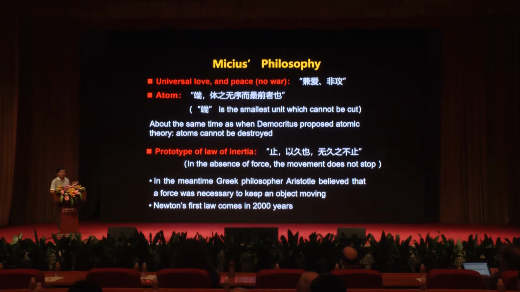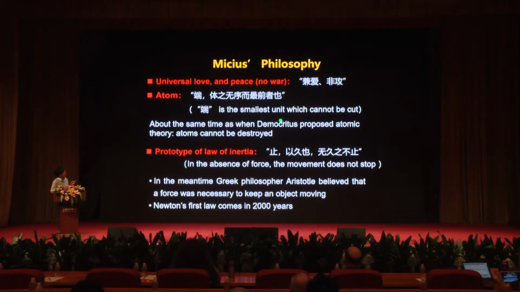And also, it's not only because he's the first scientist, but also because he's a really nice philosopher. He believed that we need universal love and peace. He also proposed that the point is the smallest unit which cannot be cut. It's about the same time as Democritus proposed atomic theory. He also proposed that in the absence of force, movement does not stop, while in the meantime Aristotle believed that force was necessary to keep an object moving.